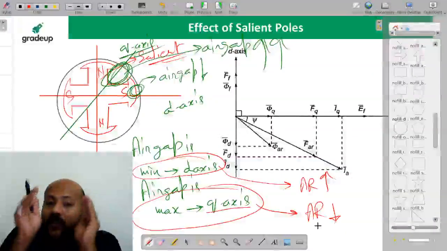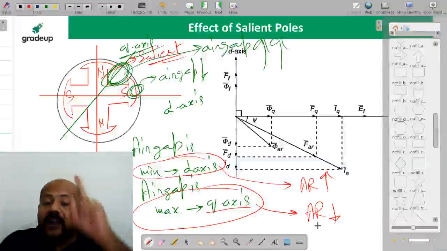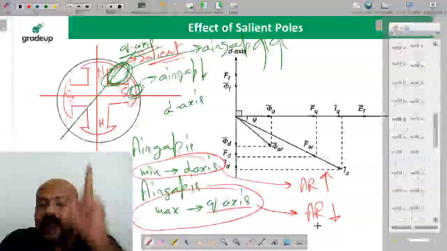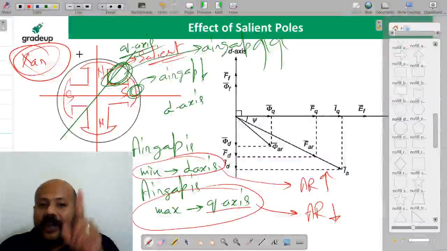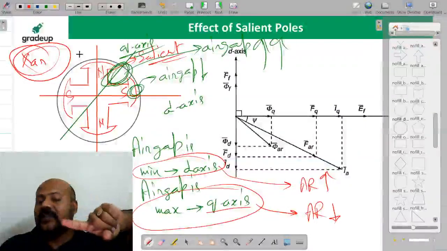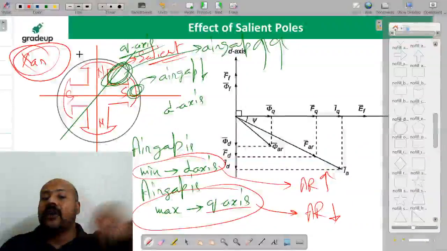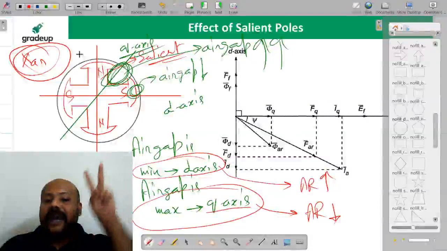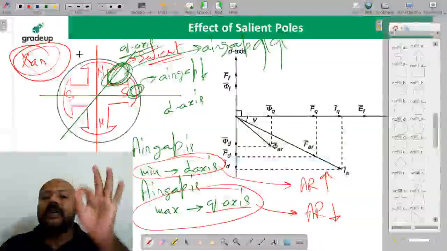It means if you want to model the armature reaction effect in case of salient pole machine, you cannot use a single value for the equivalent modeled reactance, that is XAR. XAR is not going to help you. So what are you going to do? Instead of using XAR, we use the two reaction theory for the salient pole, as given by Blondel, where you use two reactances to represent the direct axis and quadrature axis armature reaction effect in the salient pole machine.